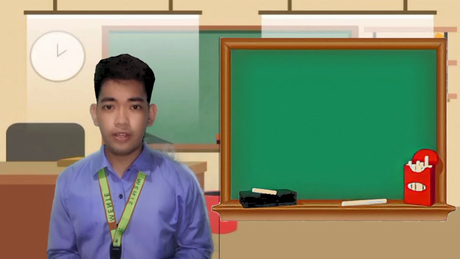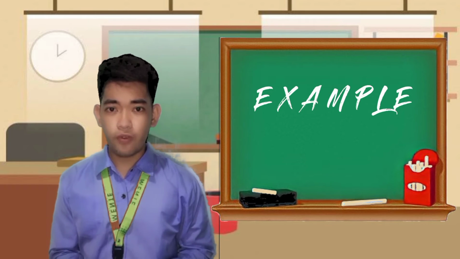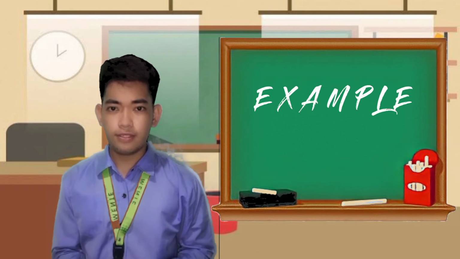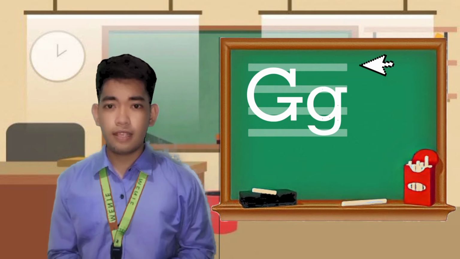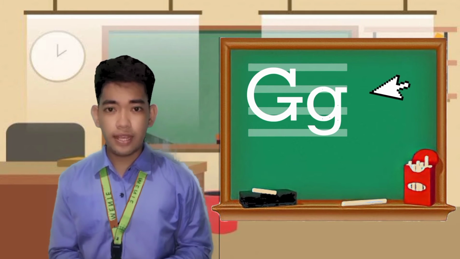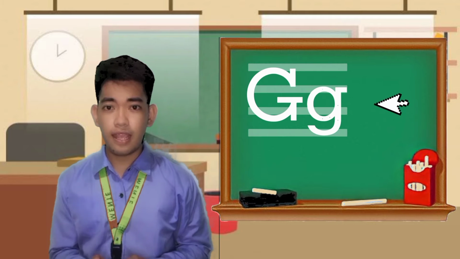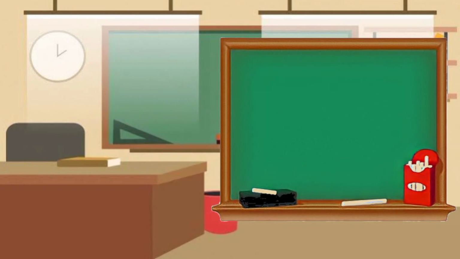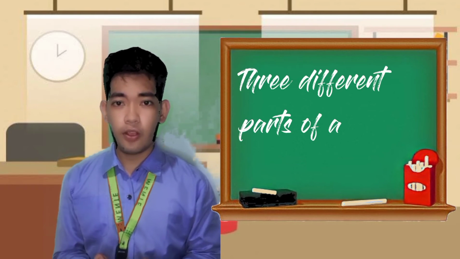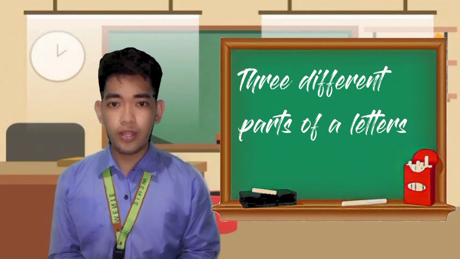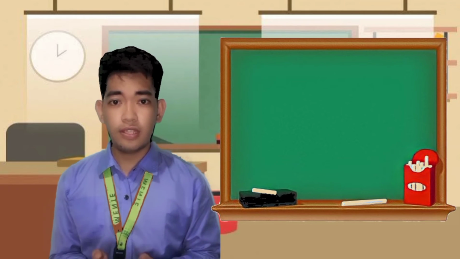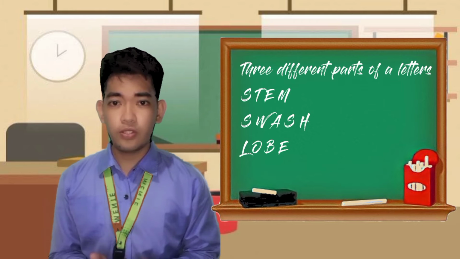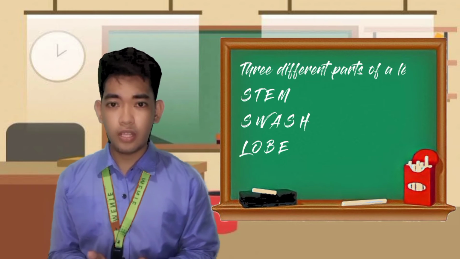I have here an example of letters that shows how to use these 4 layers of a guideline. This is the cap line, this is the waistline, this is the baseline, and this is the drop line. There are 3 different parts of a letter. So, what is it? First, the stem, second one, the swash, and last, the lobe.